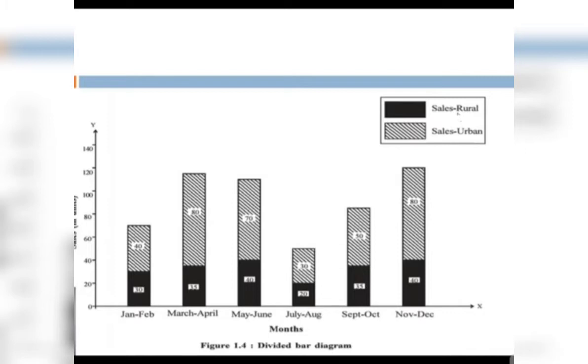The month you will show on the x-axis and the sales in units you will show on the y-axis. We have seen the rural and urban both. So in the month of January, you can see the rural is 30 and the urban one is 40. You will show that in only one bar, as you can see on your screen. The total will be 70 overall. In the next one also the same thing: first rural is 35 and then 80 is the urban one. In this way we show the divided bar diagram.